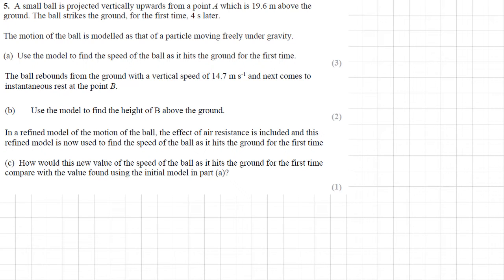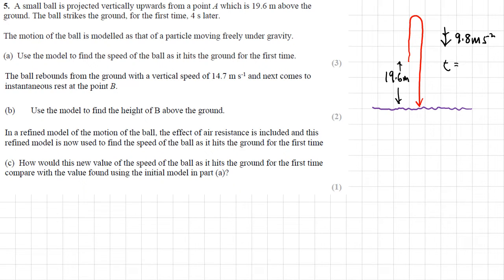So whenever I do these types of questions, I like to draw out a diagram so I can see what's going on. So here's my ground here. The ball is thrown up. It then hits the ground. I know that the distance between the point where it's thrown up and the ground is 19.6 meters. So it's 19.6 meters above the ground, like this. Gravity, I'll put on, always acts downwards. So that's going to be 9.8 meters per second squared. And I know that the time it takes to do this whole up and down thing is 4 seconds.